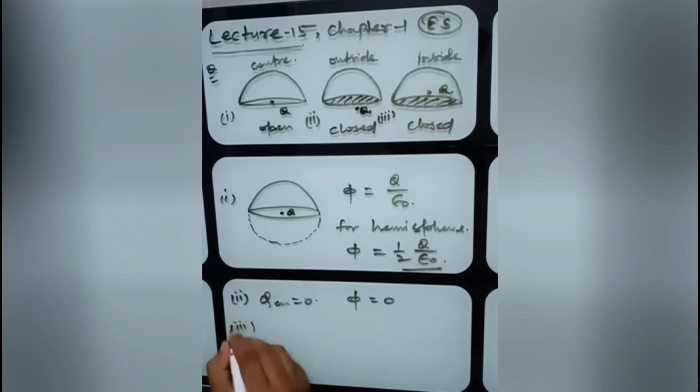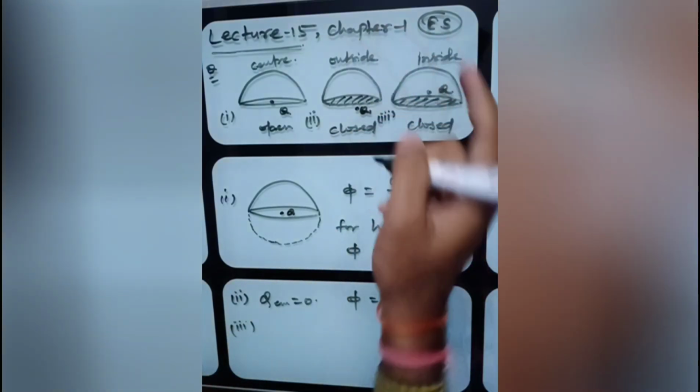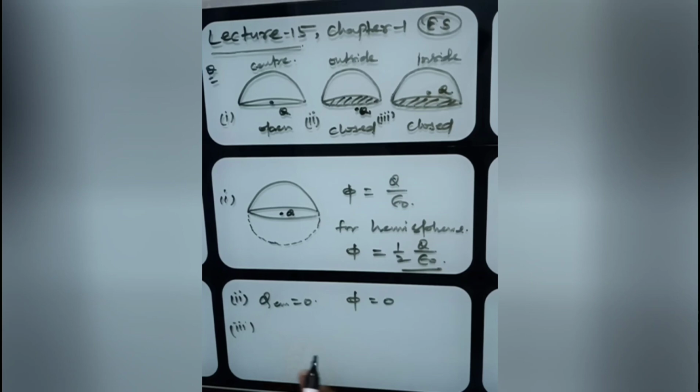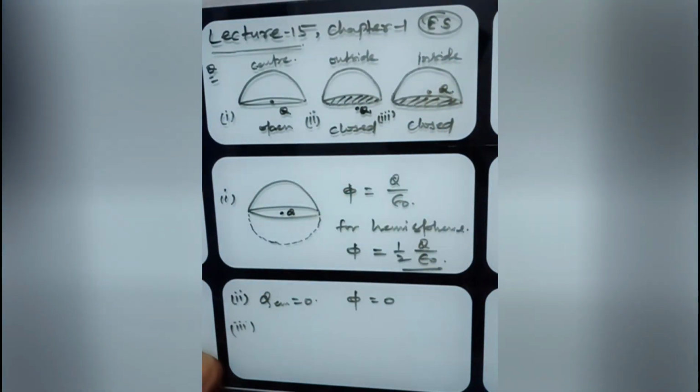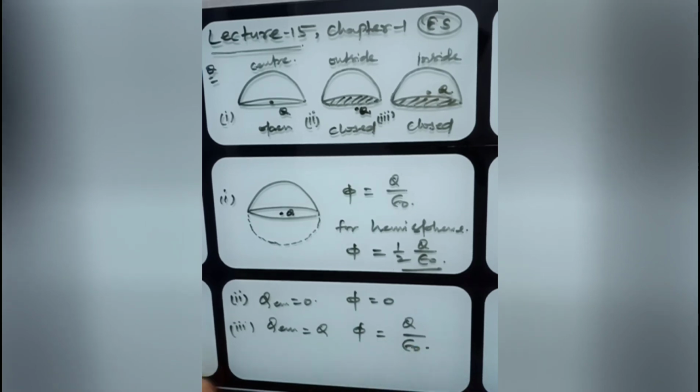Very simple. Third one, since here the body is closed and the charge is inside the hemisphere, and the hemisphere is closed, you can apply the Gauss law. Here the Q enclosed how much? Again Q. So the phi will be how much? Q by epsilon naught. It is very simple. Okay. Now the next example.